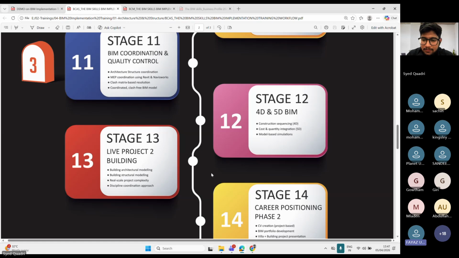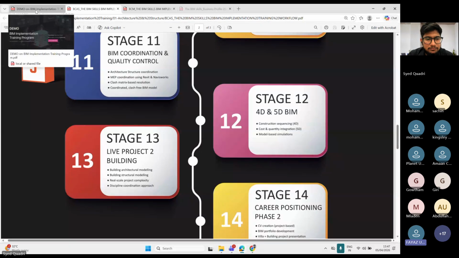Hi, Amaan sir. This is Fayaz. In this workflow chart, you have stage 1, stage 2, in total 15 stages. In one month, how many stages are going to be completed?